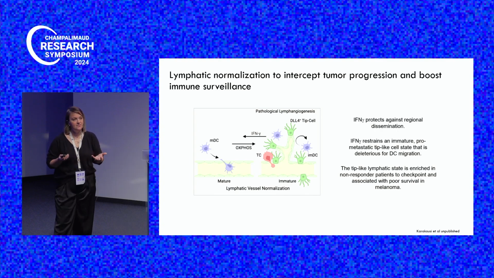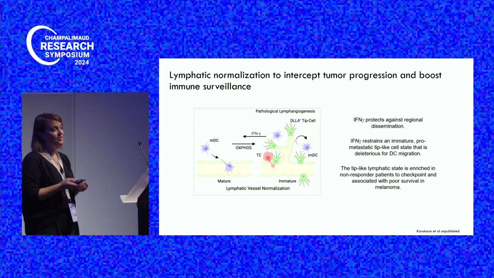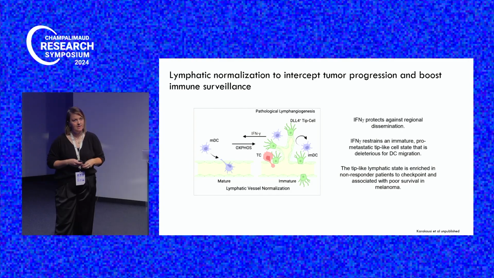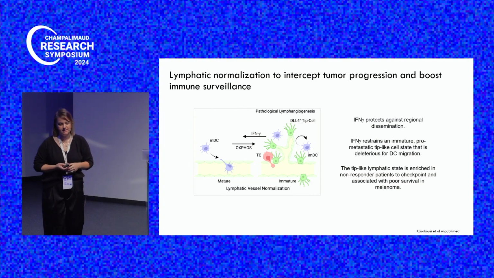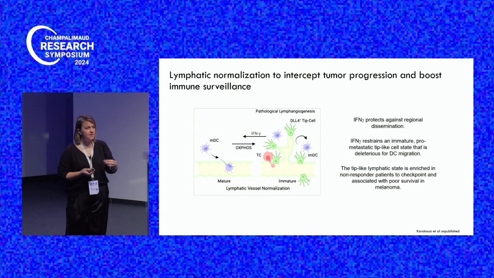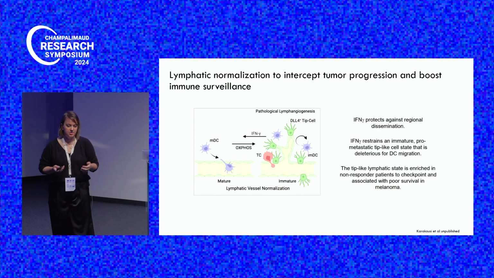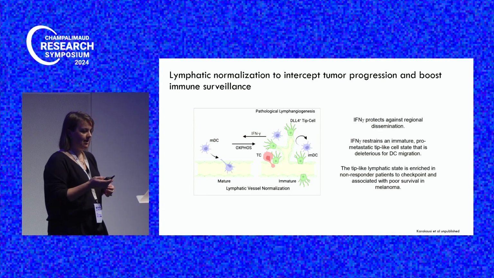Okay, so with that, I just want to summarize. We, I think, have demonstrated that interferon gamma protects against regional dissemination through a lymphatic intrinsic mechanism, which is, of course, on top of the many other things that gamma and CD8 T cells are doing. That it's doing this by really restraining this immature state, and that we see this in patients as well.